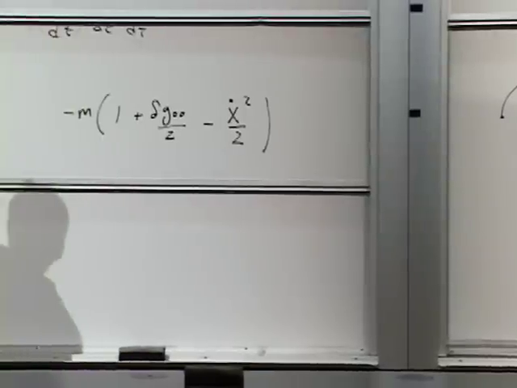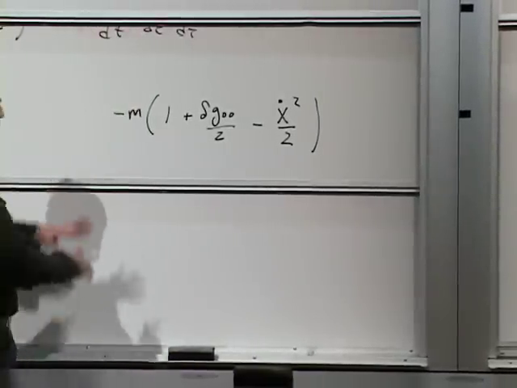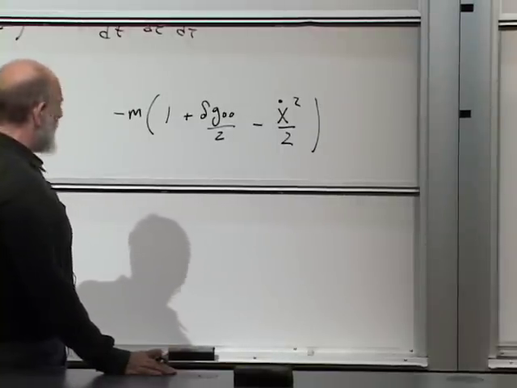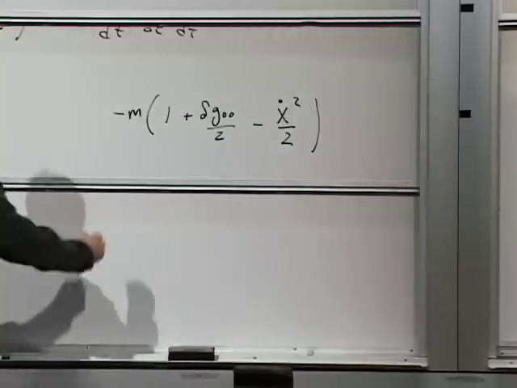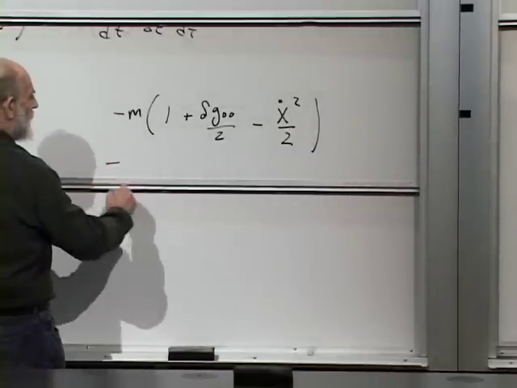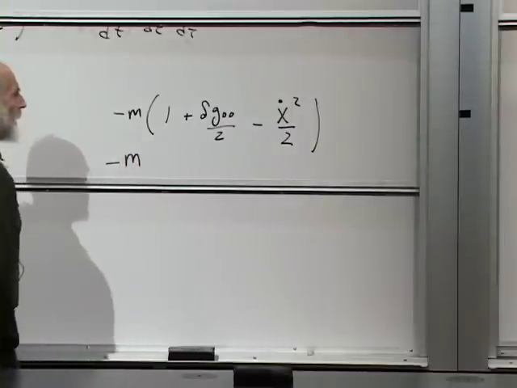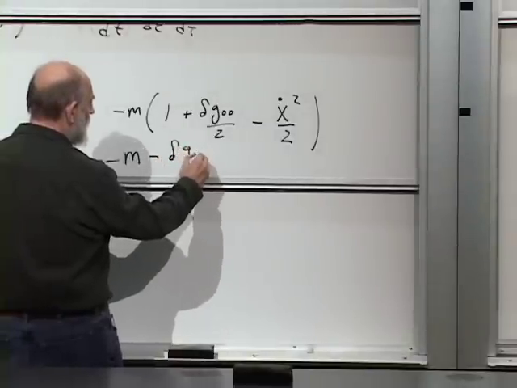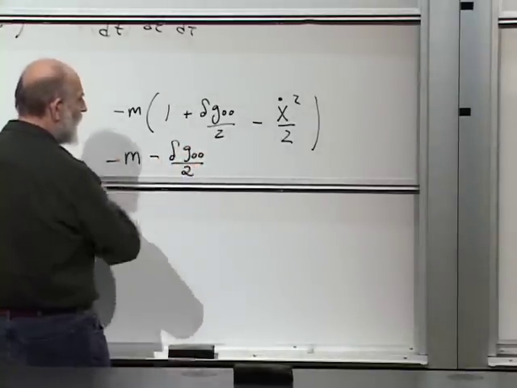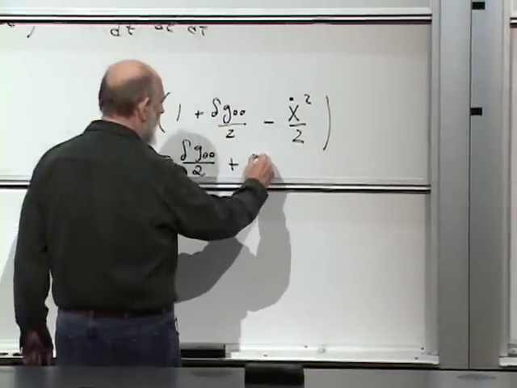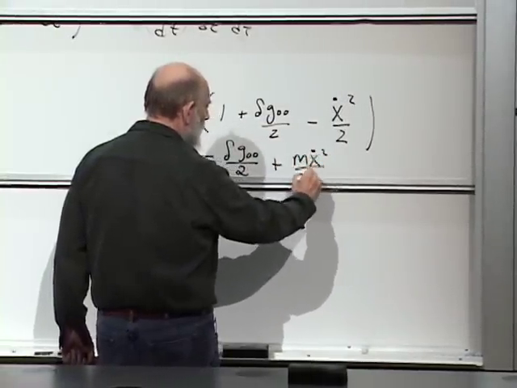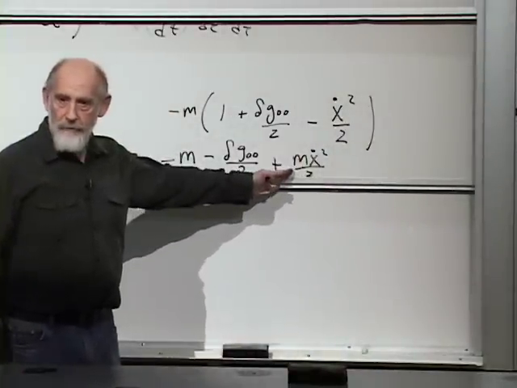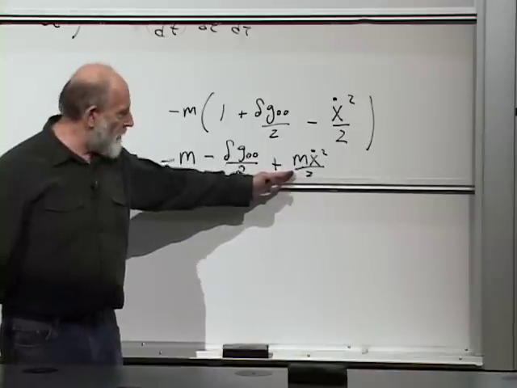Do I have it all right? Okay. So the first term is just, why is it minus m? Oh, it is minus m. It's actually correct, minus m. The first term is minus m, right? The next term is minus m delta G naught naught over 2, and then plus m x dot squared over 2. What's this term? Well, that's very familiar. It's just 1 half mv squared.